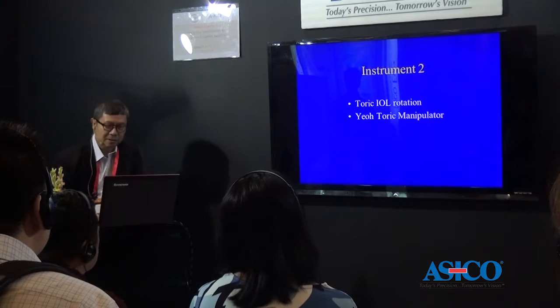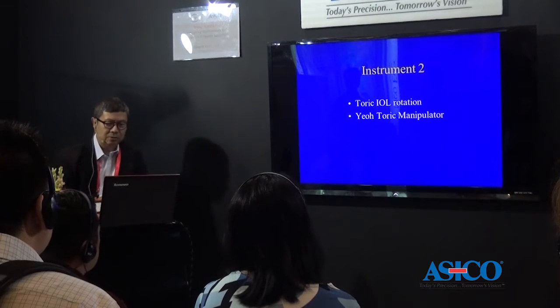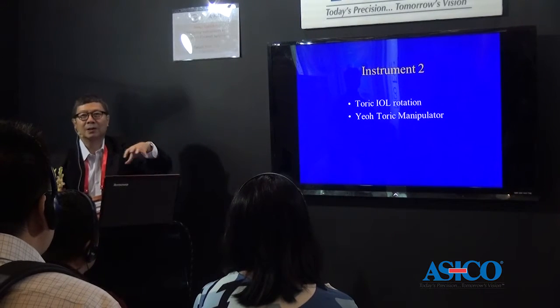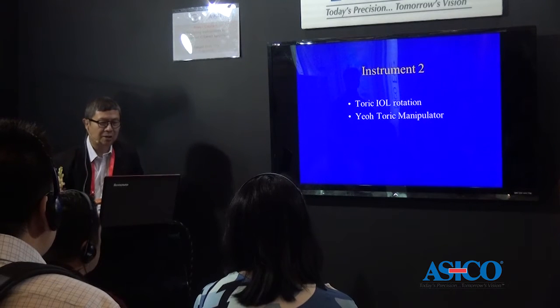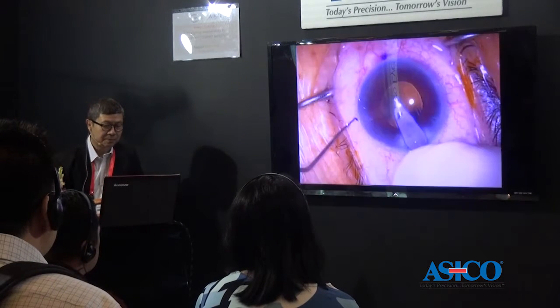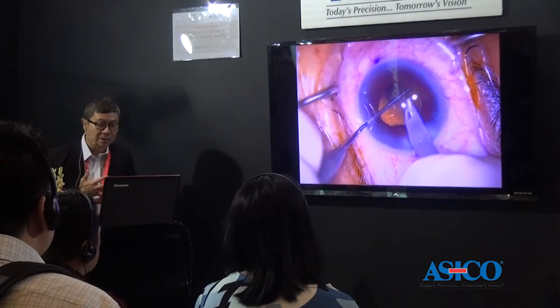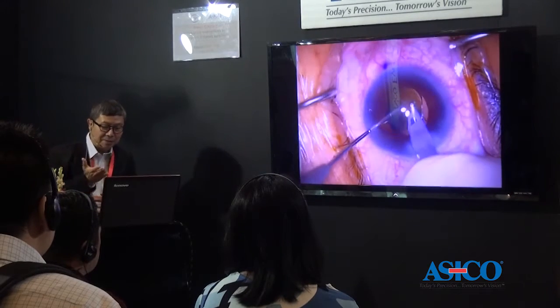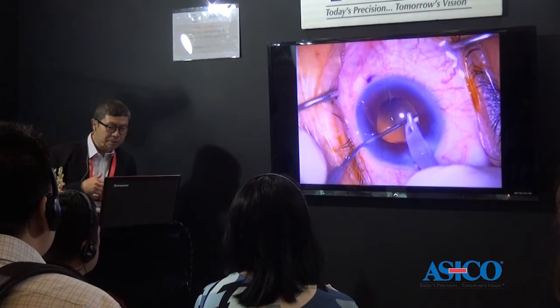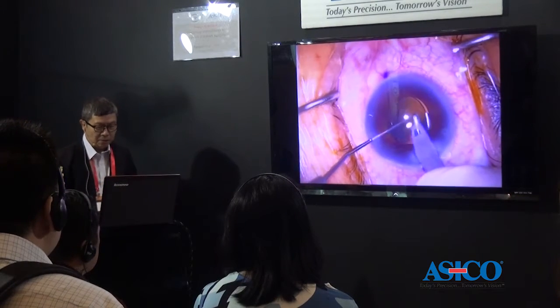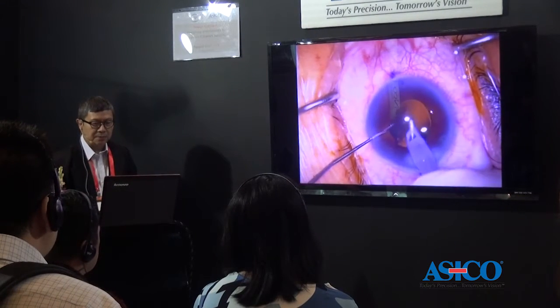Now, the second topic I'd like to talk about is how you fix your toric IOL in its final location, and what problems you might have. Here you will see a patient who is challenging because the pupil is small. I'm reaching under to get it, but you see I've missed the haptic, so I get the right position, and then I'm dialing it around. But look very carefully at what's happened here.